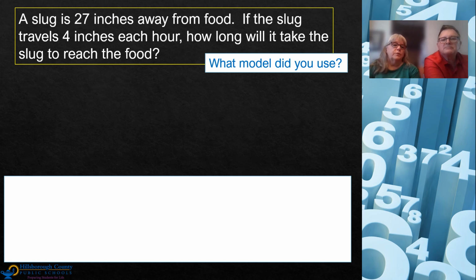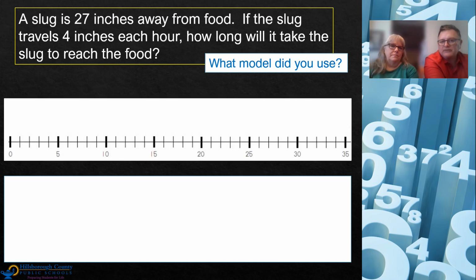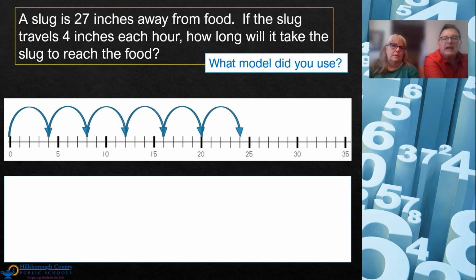Looking at this first problem, Daryl, what type of model did you use? Well, the context lends itself to being linear, so I thought of a number line right away. Exactly. And what would the jumps represent on this number line? The jumps would represent an hour. If we're thinking about those units as inches, every 4 inches is an hour. I get to 24, and if I take another whole jump, I'm going to land at 28, and I know he wasn't 28 inches away.